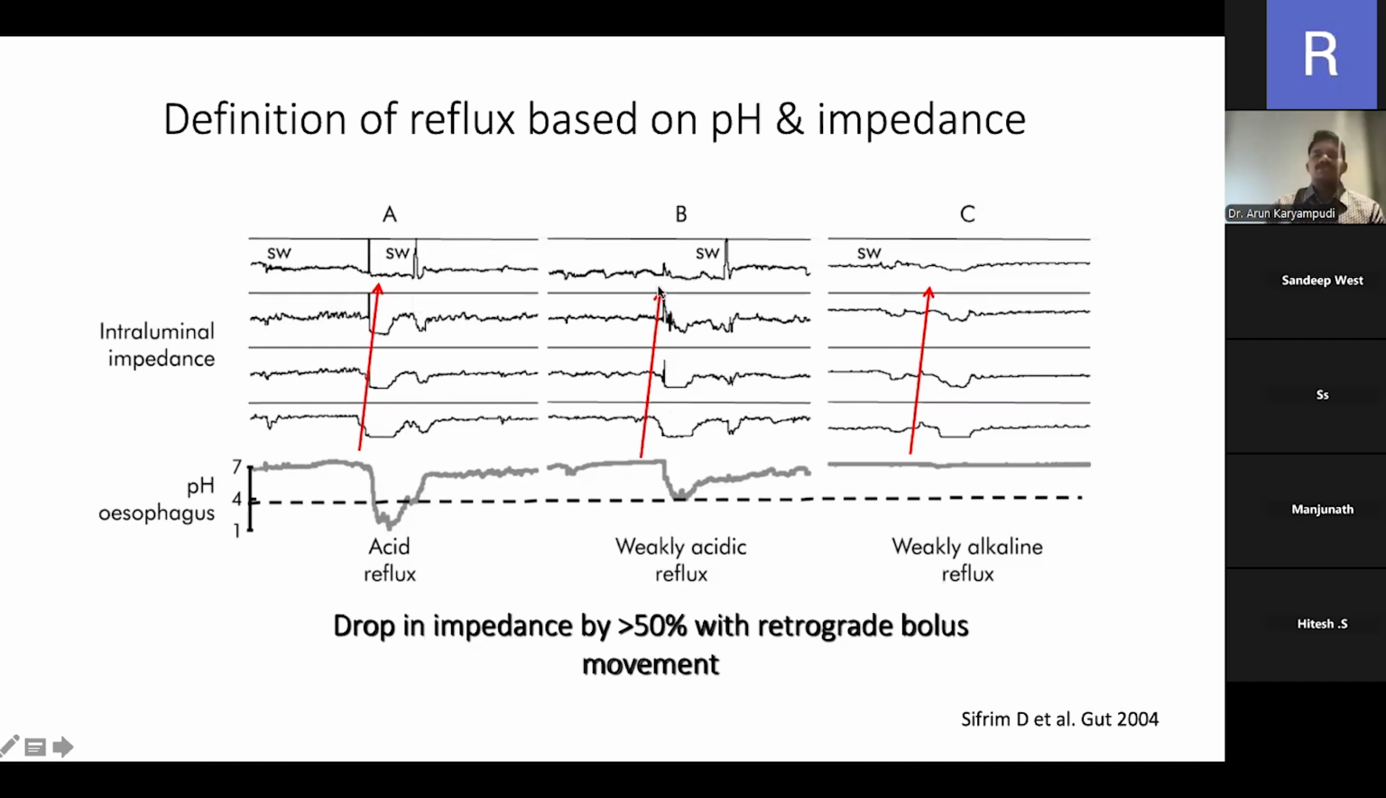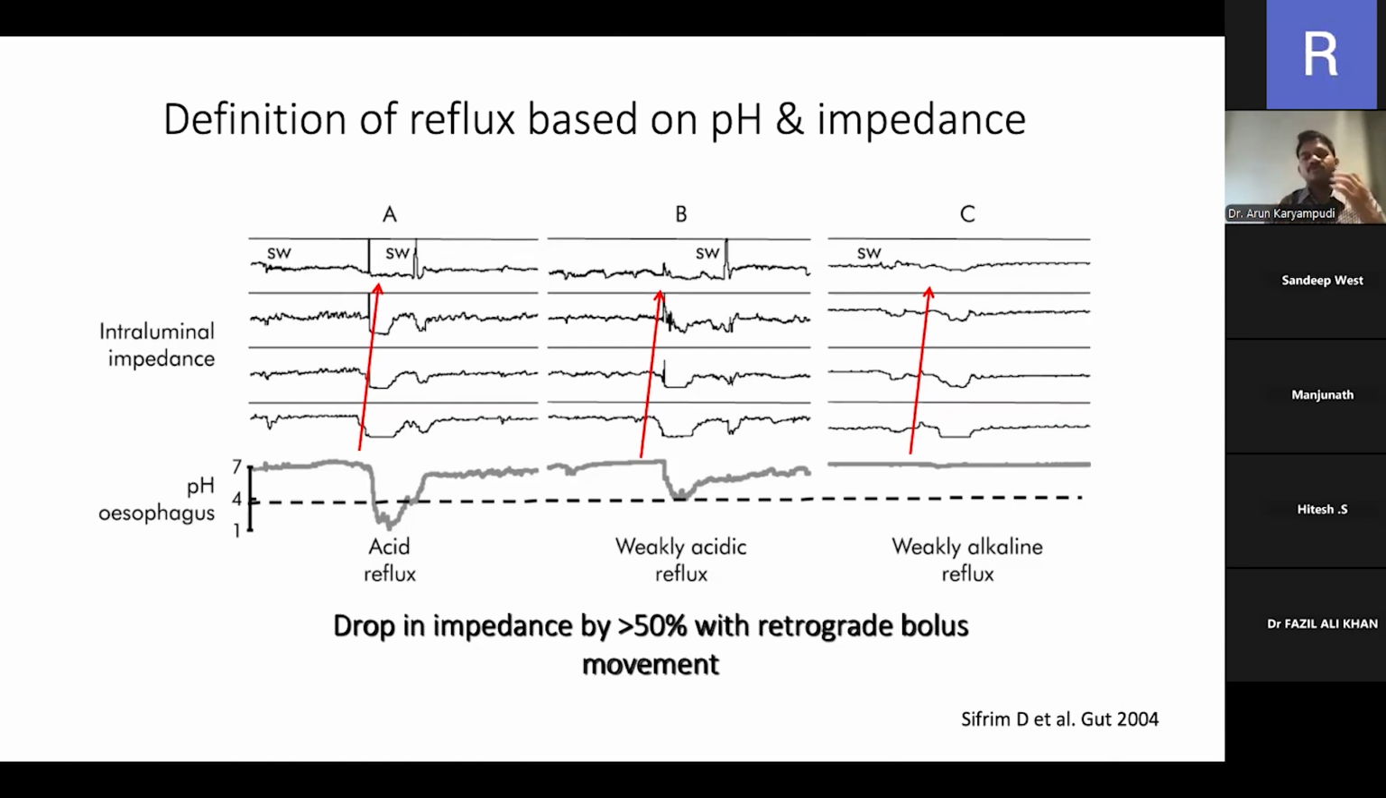You see the second picture, again the same thing is happening. Liquid is moving in the oral direction, it's a reflux episode. But the pH drops, but it doesn't drop below 4. So this reflux episode is considered to be a weakly acidic reflux. In the last picture, again, there is liquid reflux, but the pH doesn't drop. So this is considered to be an alkaline reflux. In general, the second and third scenarios are considered to be non-acidic reflux episodes.